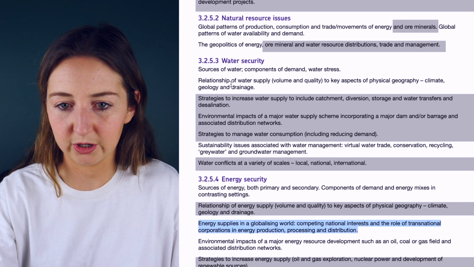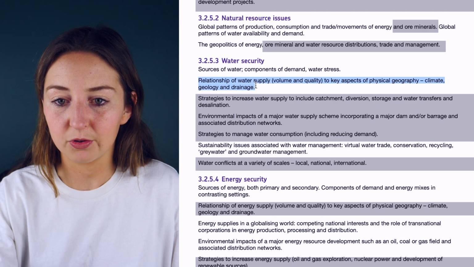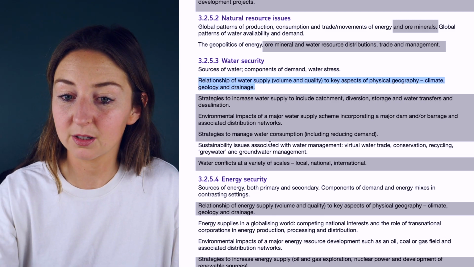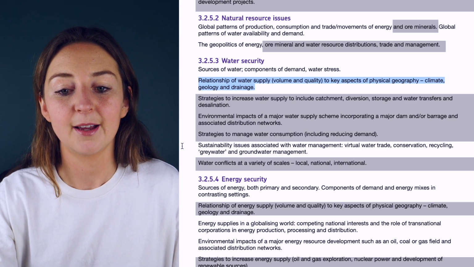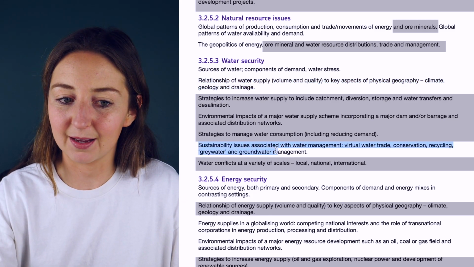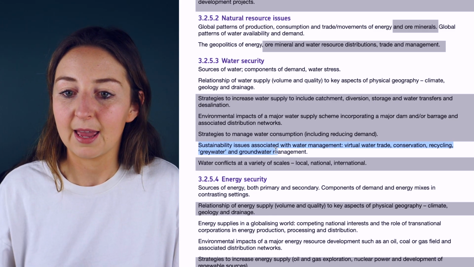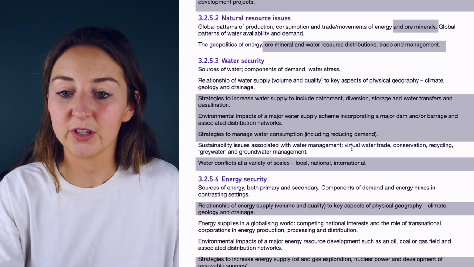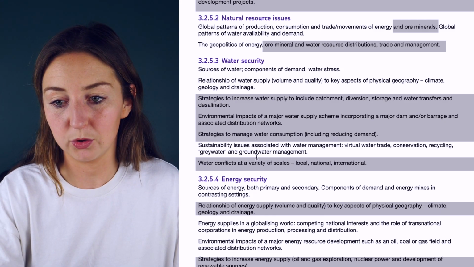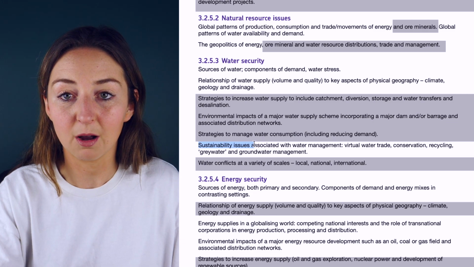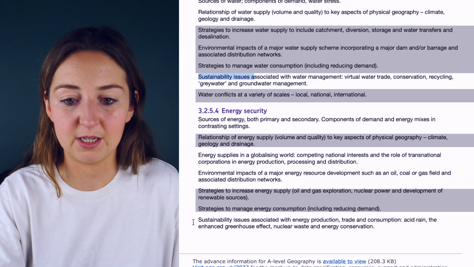Key parts for water security is that you do get asked on the relationship of water supply with physical geography, which is not included for the rest of the questions. And then this is the big thing, which I think will maybe show if there's going to be a 20-mark question on it: sustainability issues associated with water management, virtual water trade, conservation, groundwater management. Sustainability issues comes up in all three, and it's something that they've kept in.